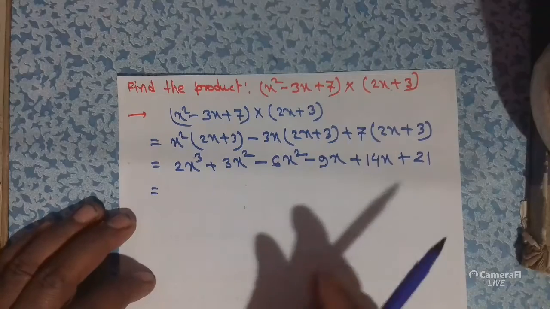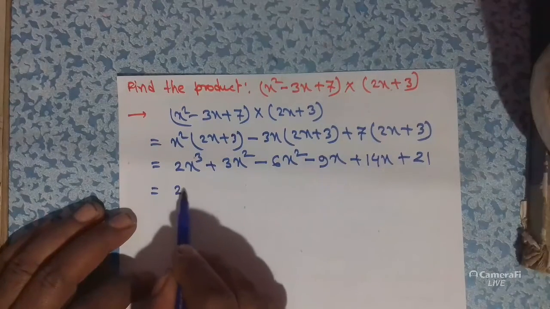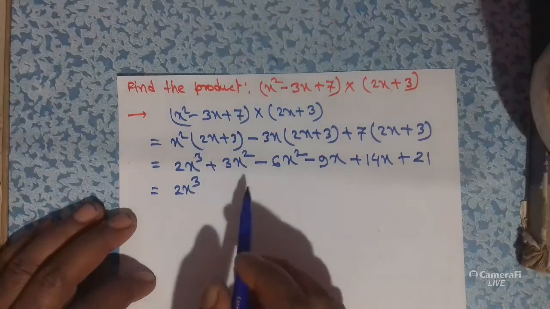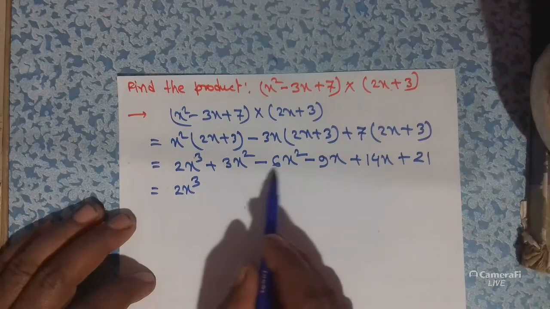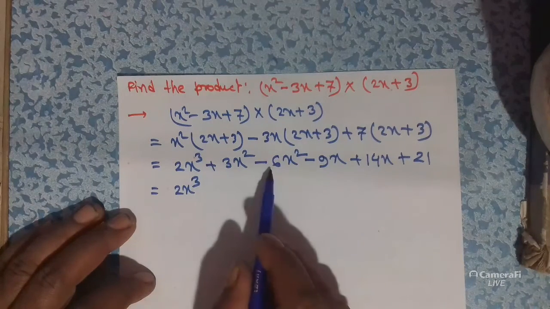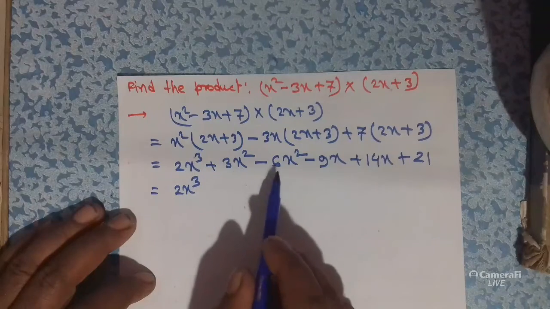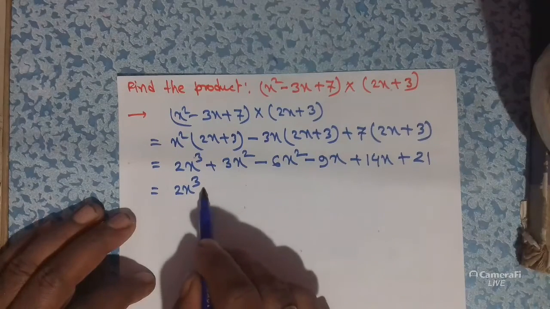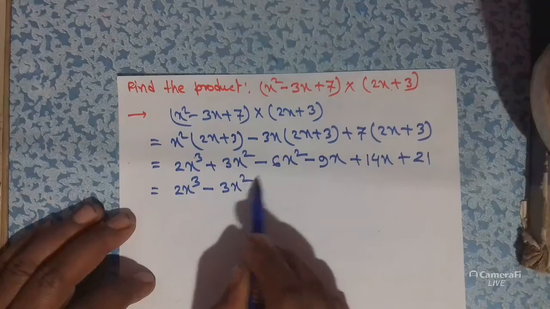Now after this we have to calculate. Now it will be 2x cube, and here 3x square minus 6x square. So both are opposite signs, so we have to subtract this. So plus 3x square and minus 6x square is minus 3x square.